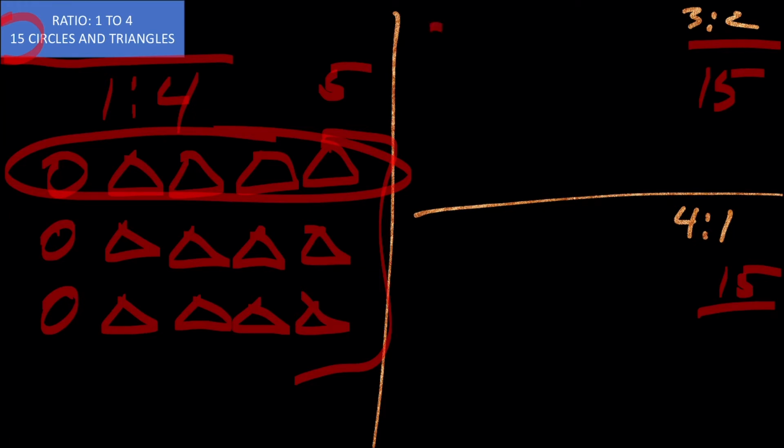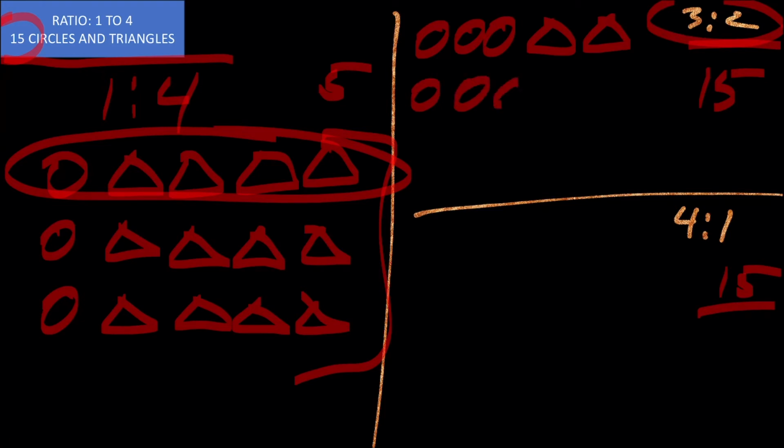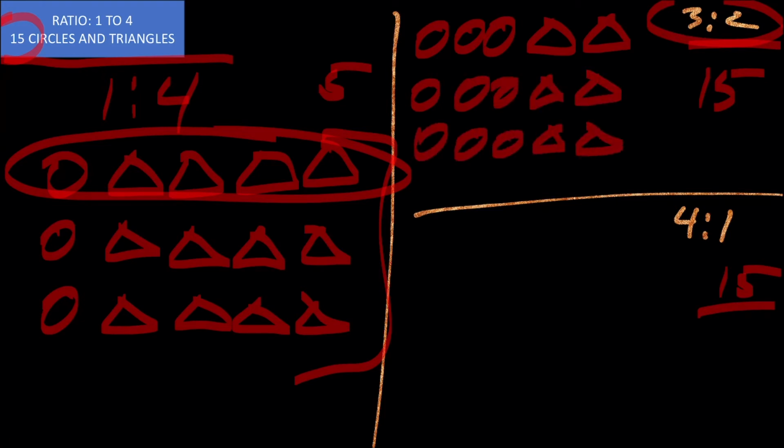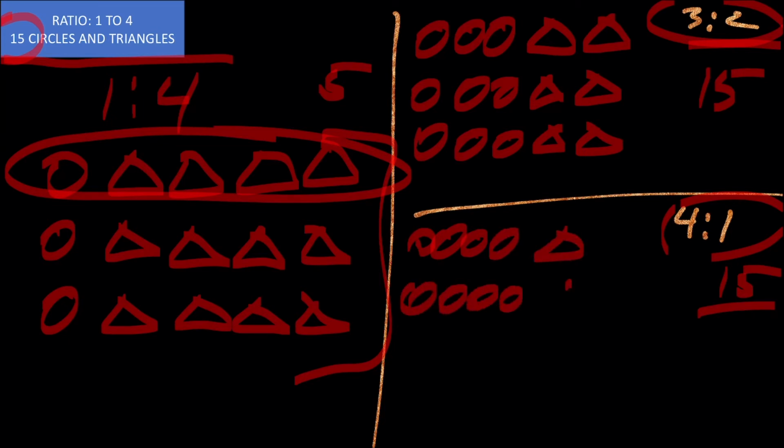All right, welcome back. So I have 3 circles, 2 triangles, and there's 5 in total in the group, right? 3 circles, so that's 10. 3 circles, 2 triangles, that's 15. All right? Same thing again, there's 5 in total in the group, but now there's 4 circles and a triangle. And 15 in total.